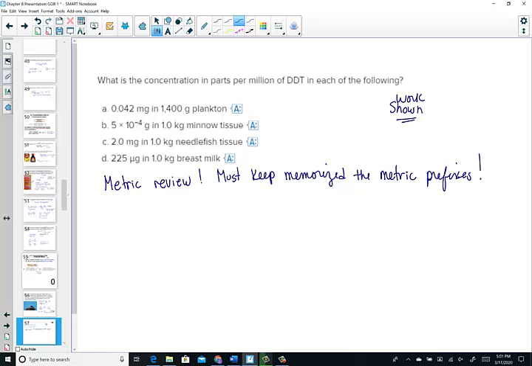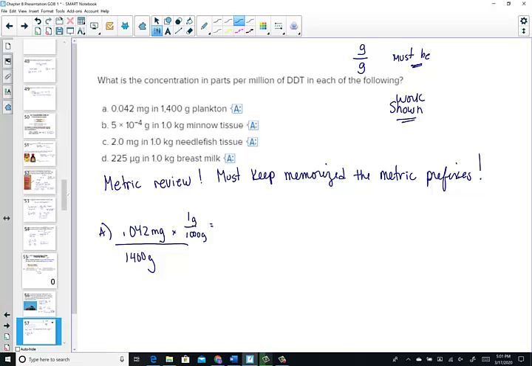Note to self. Letter A, 0.042 milligrams in 1,400 grams. Now remember, I must have gram over gram. So I have the bottom one in the correct unit, but I've got to switch over the top one. So in 1 gram, we know that milli is 1,000. So we have to move that decimal place over 3 spots to the left. It's going to get very small.